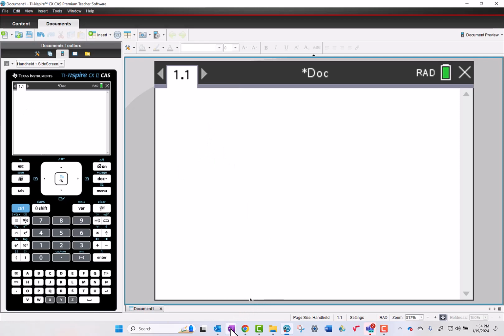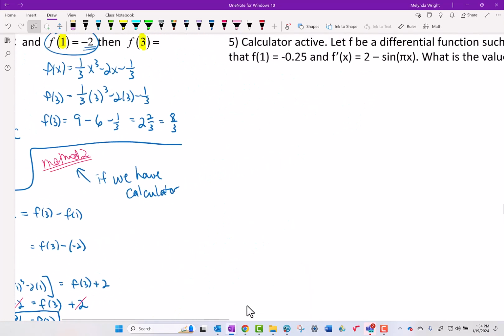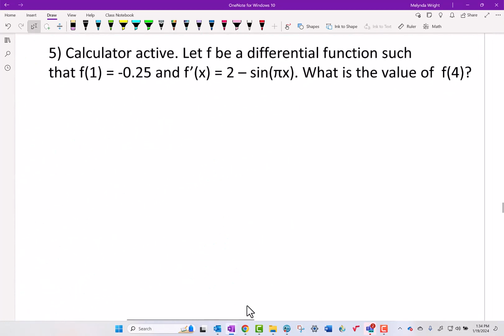Let's pull up our problem and see what it is they want us to do. Okay, if we have a calculator, this is a calculator problem. Let f be the differentiable function such that they give us a value. Notice these are our positions. This is a position, and this is a position. They give us a position value and want a position, and this is the derivative. There are two different pieces of information. Okay, so we're going to use our calculator.